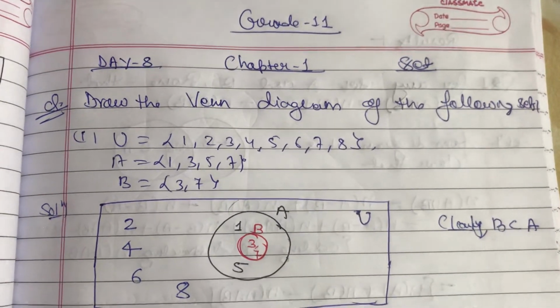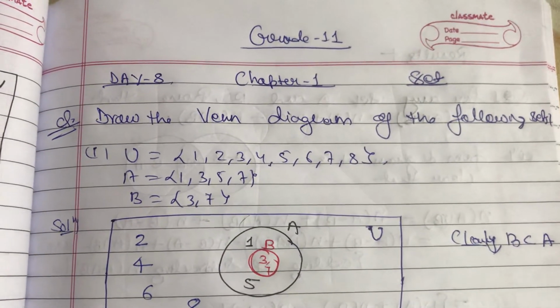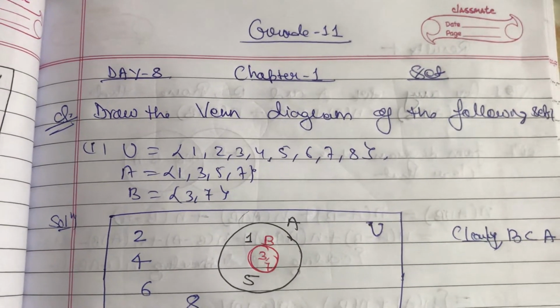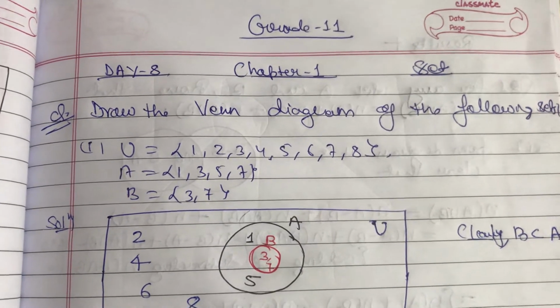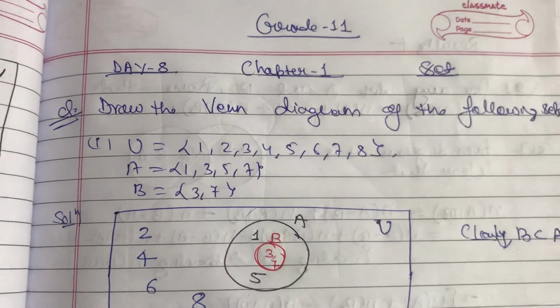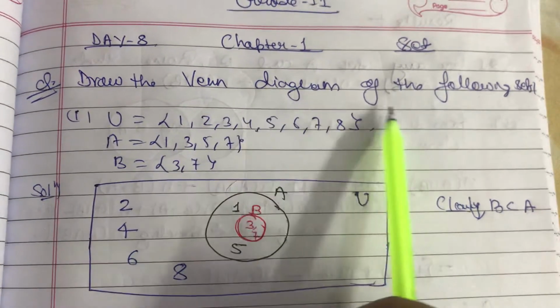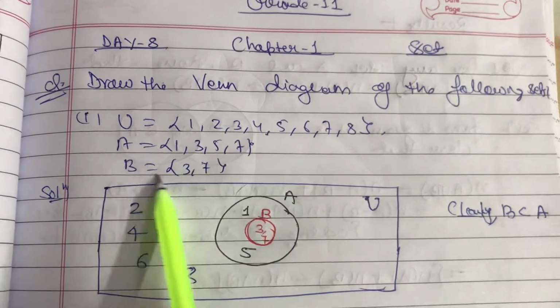In this video, we are going to solve a few questions based on Venn diagram. In day 7 video, we had a basic introduction of Venn diagram, right? So moving ahead with the same topic, let's try to solve question number 1. Question number 1 is draw the Venn diagram of the following set. This is my universal set, this is my set A and this is my set B.